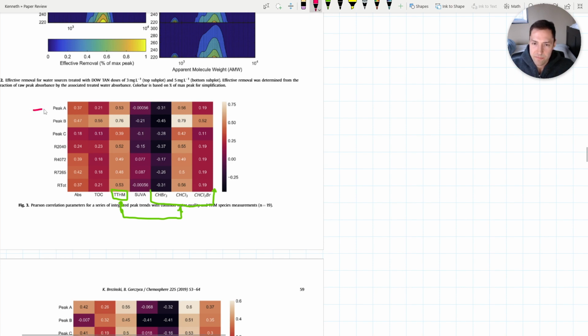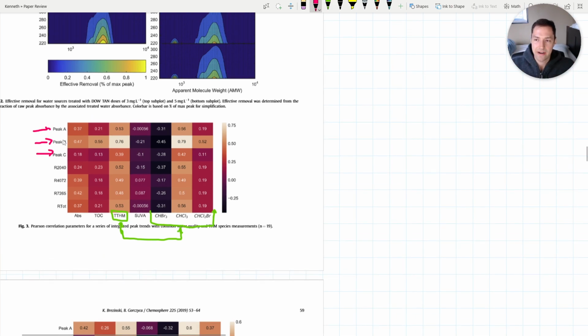So again, here we go. We have peak A, which was that short, early, tall peak. We have these shorter but broader peaks in peak B and peak C. And then what we have is R240 to 470 to 280. So what peak A, peak B, and peak C were doing was, again, just looking at those specific slices of apparent molecular ranges. So it's taking slices of these chromatograms.